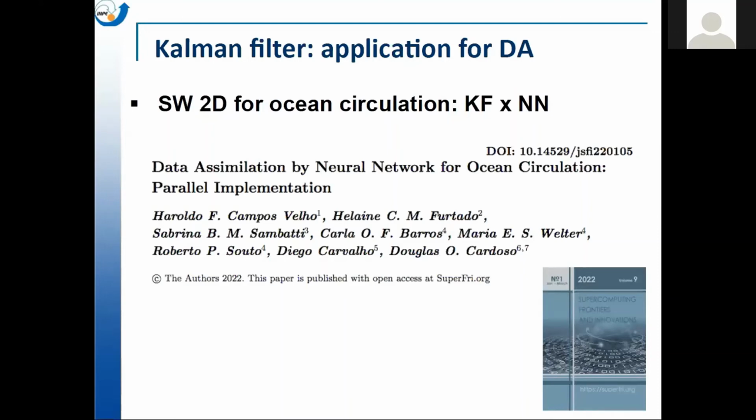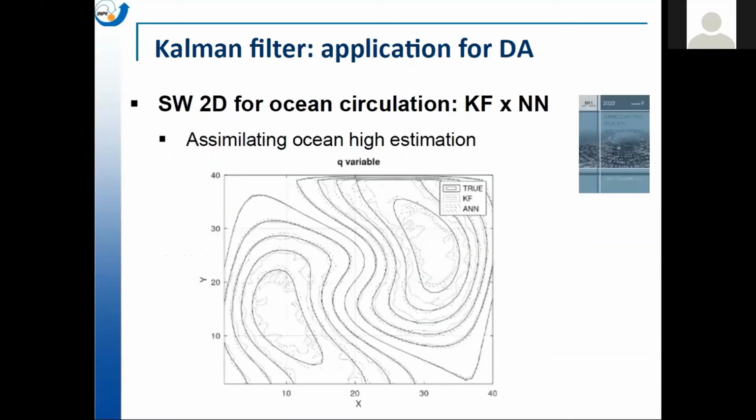Okay. I am going to show you some results using shallow water 2-dimension for ocean circulation. This was published this year: data assimilation by neural network for ocean circulation, parallel implementation. In the assimilation of the ocean, the only observation here is the ocean depth, the height of the ocean, called the Q variable here, and the exact value is this continuous black line.